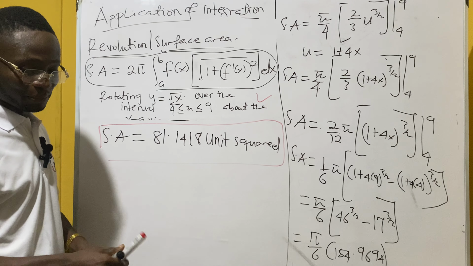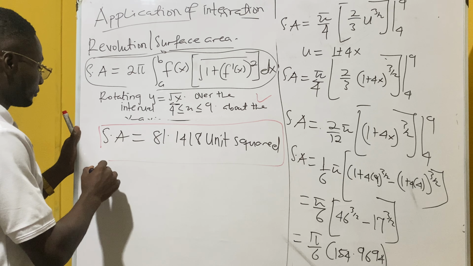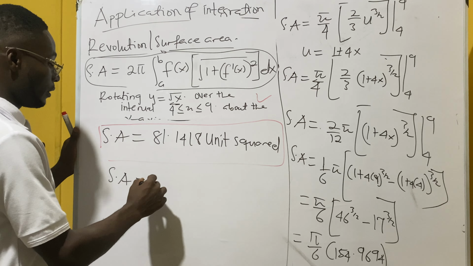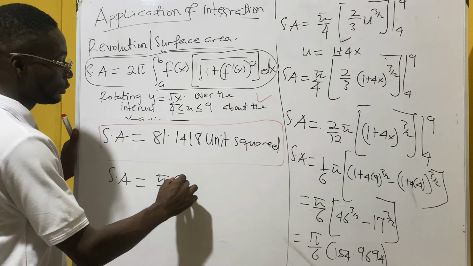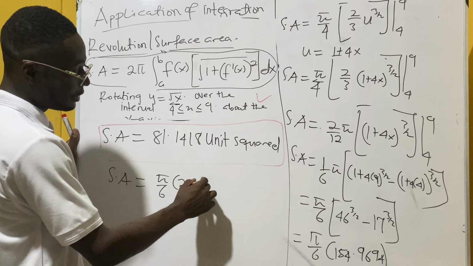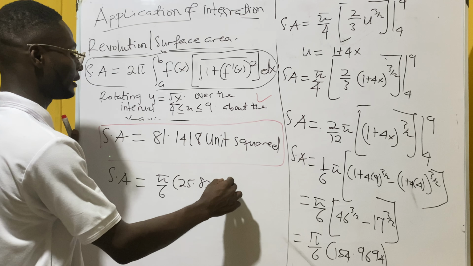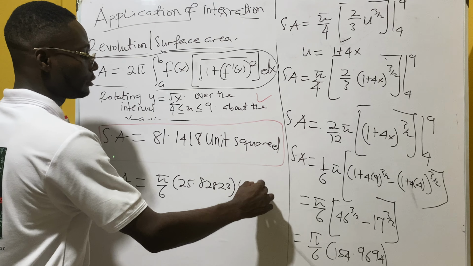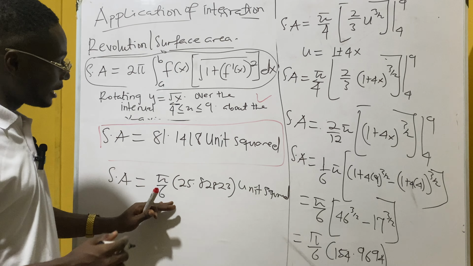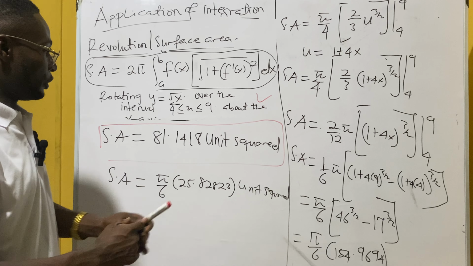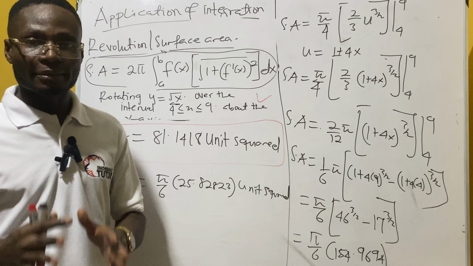Or this can be expressed as surface area equals pi on 6 times 25.82823 unit squared. It's either you leave it in the pi form or you leave it in decimal form. So basically, that is the end of this particular problem.